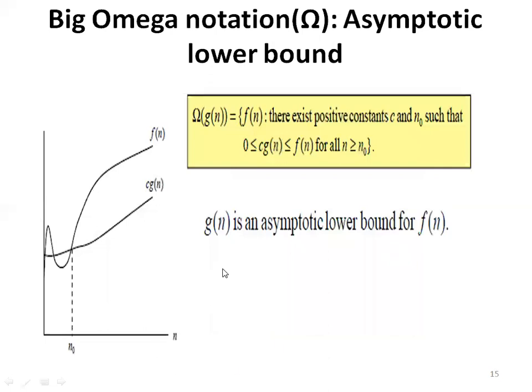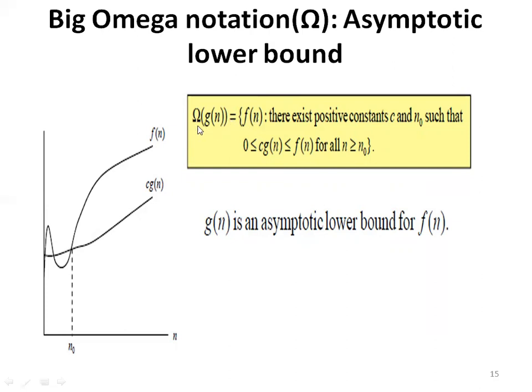Then big omega. It is the asymptotic lower bound, and this is the minimum value of the time. This defines the minimum time that an algorithm will take. And here we will find the minimum value of the function f(n). So here the function is f(n), and the minimum value of the function f(n) is g(n), and we can write that using this big omega notation.